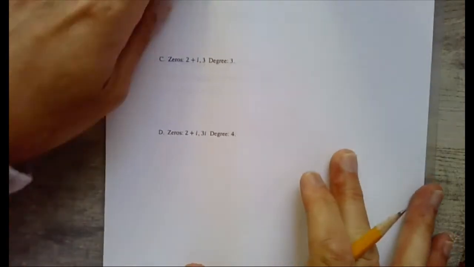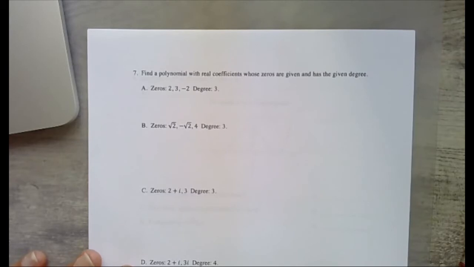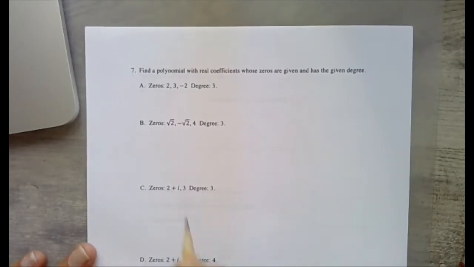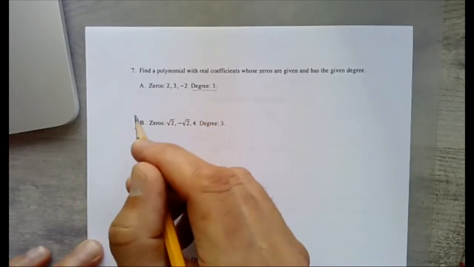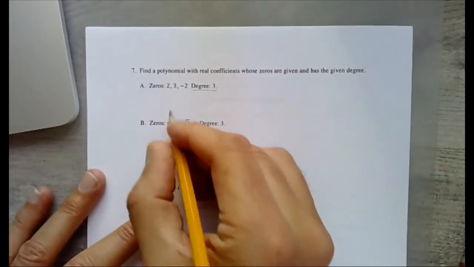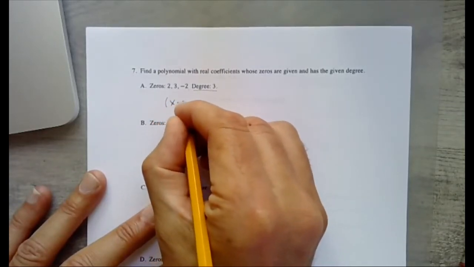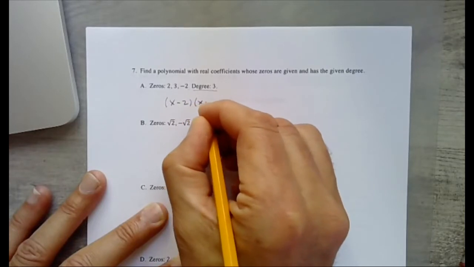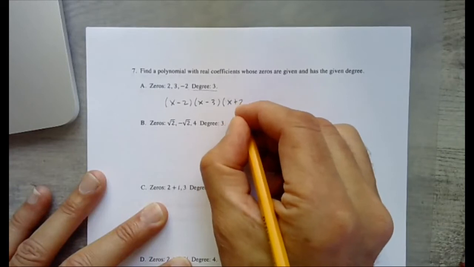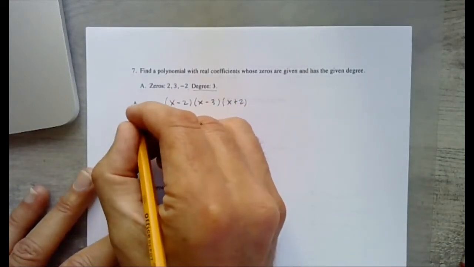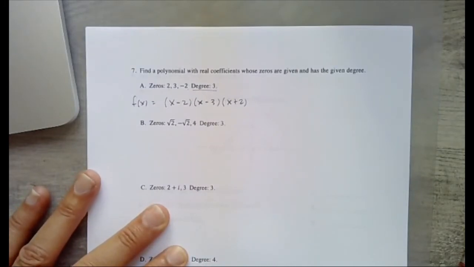Okay, and then the next set of problems is find a polynomial with real coefficients whose zeros are the given numbers. So this one says a polynomial of degree 3, and these are the zeros. So this is going to be kind of the opposite of factoring. If I know that these are zeros, then I know that there's going to be a factor of x minus 2, a factor of x minus 3, and a factor of x plus 2. Okay, so this is the function, is what I get when I multiply all this out.